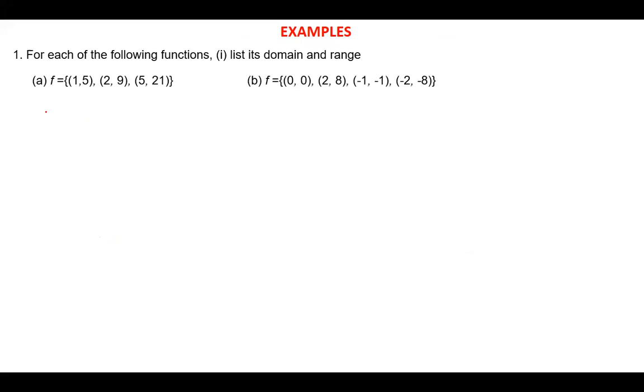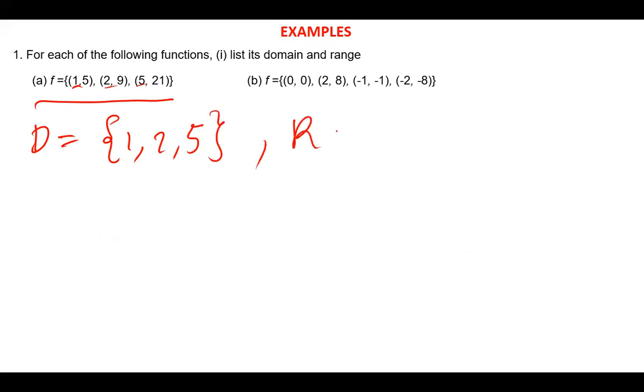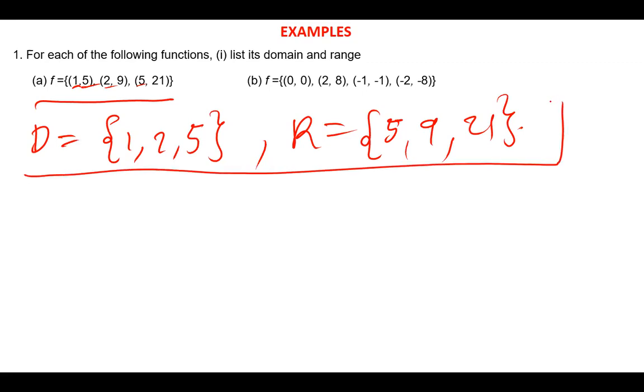So you have the first function here. In the first function, the set of the domain will simply be given by the values of X. So we have 1, 2, and 5. This is the domain. Then the range in this expression is simply equal to the set of the outputs. So we have 5, 9, and 21. So this is what we have.